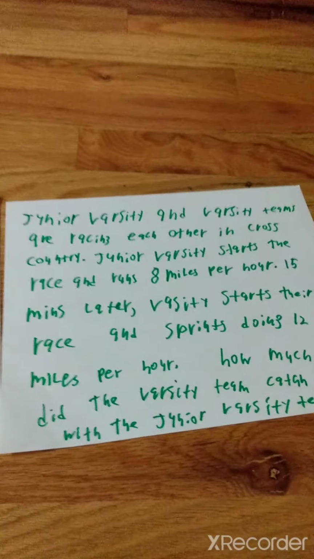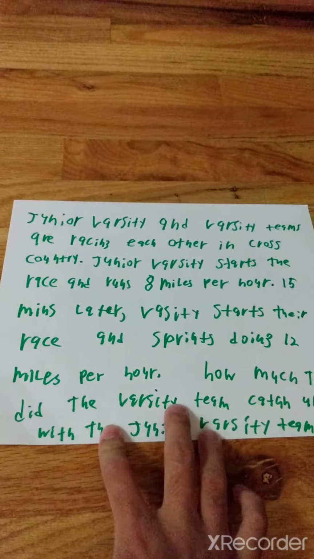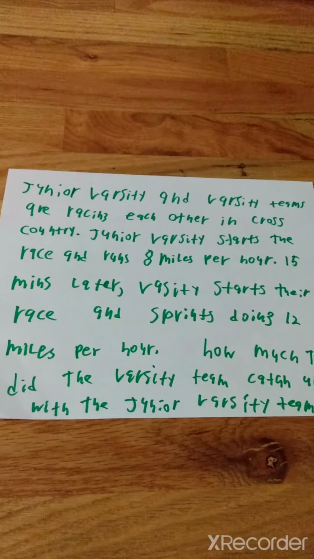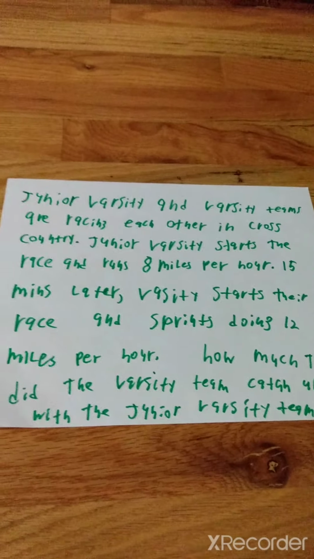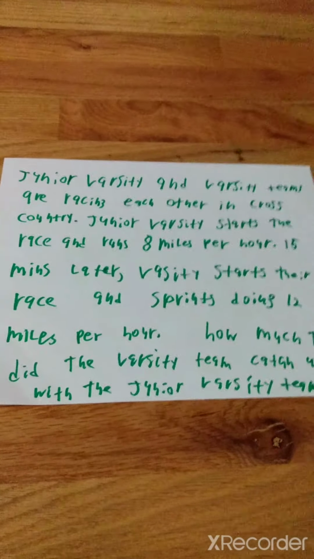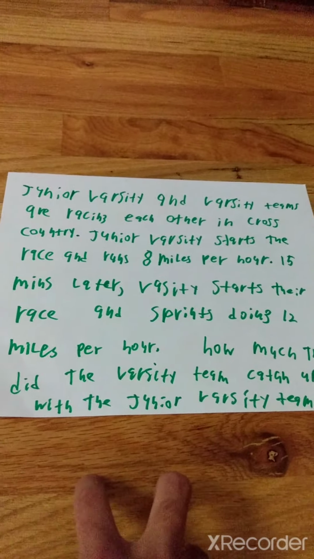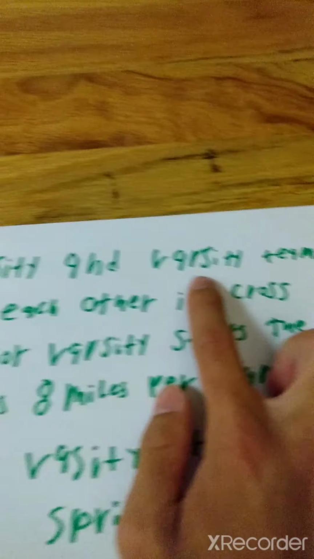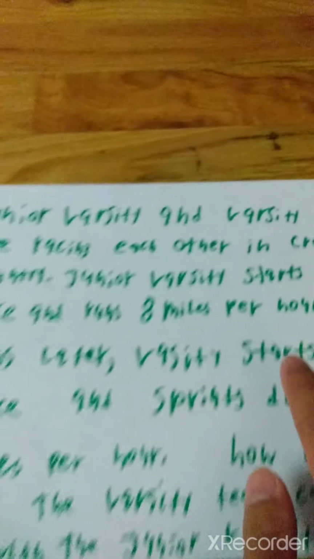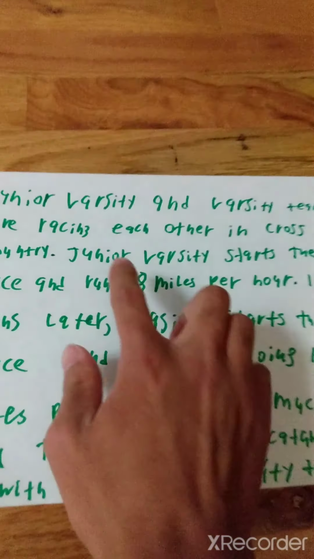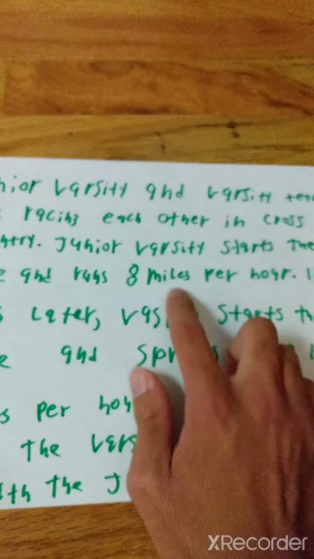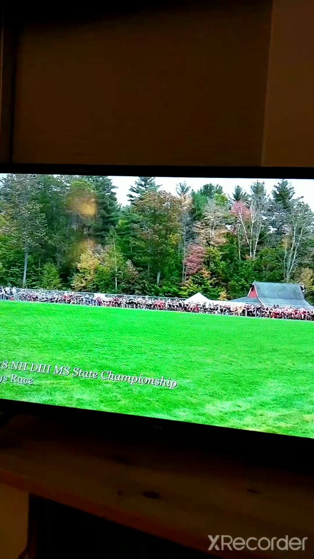So, here is our word problem. The junior varsity and varsity teams are racing each other in cross country. Pretty much a cross country team has been divided into two teams, a junior varsity team and a varsity team. The junior varsity starts the race and runs 8 miles an hour.